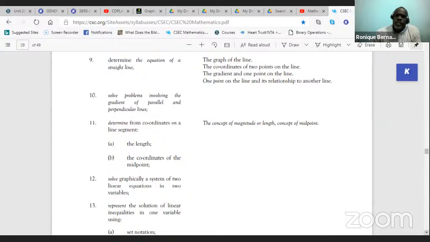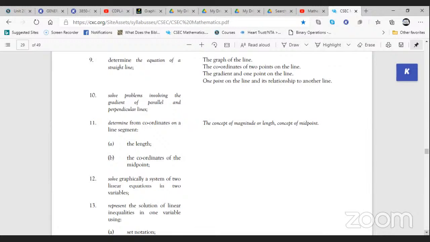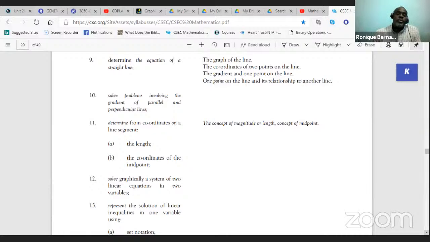Did we find the length of the line, class? Tasha, if you're speaking, I think you're muted. We didn't do the length, so we have to do the length then. But we did the midpoint for sure. Solve graphically a system of 2 linear equations in 2 variables. We have been doing that so far. We did that.